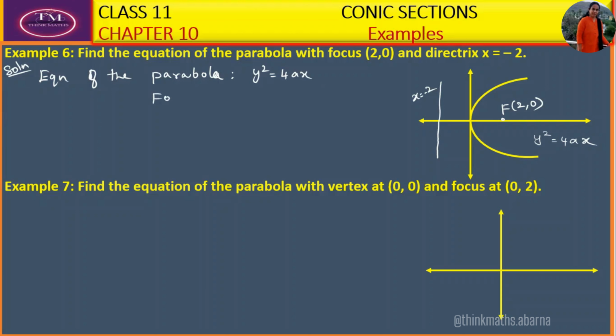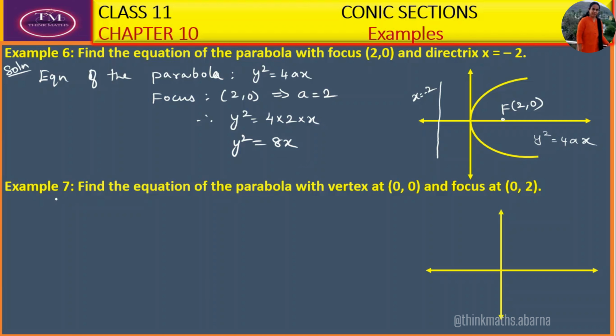Here what is focus? Focus is 2 comma 0. That means a is equal to 2. Therefore, y square equal to 4 into 2 into x. So it is 8x. That means y square equal to 8x is the equation of the parabola. Very simple, isn't it? Yes.